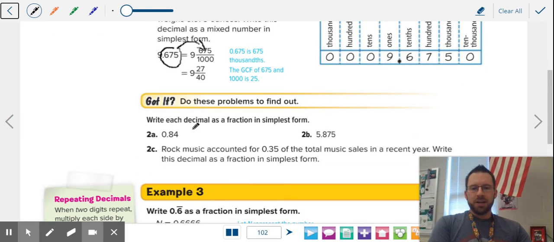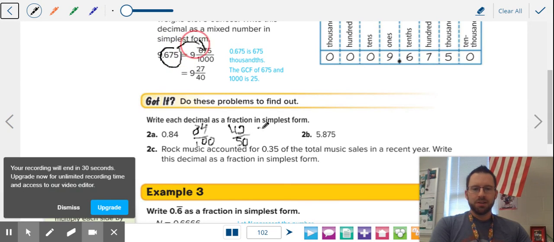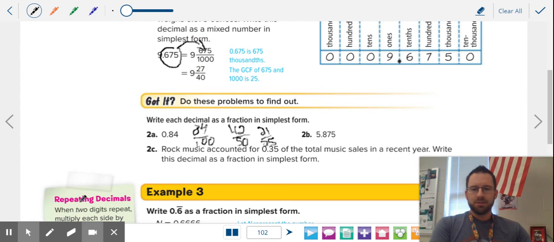All right, so here we have 84 in the hundredths place. I look at that and I see it's even, so I'm going to chop it in half. 42 in the 50th place, still even. 21 in the 25th place. Okay. 21 is 7 times 3. 25 is 5 times 5. That's reduced. Mixed number 5, 875 in the thousandths place.